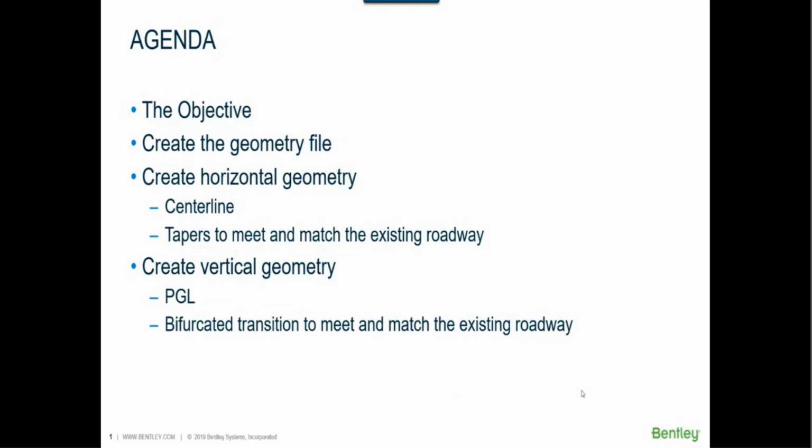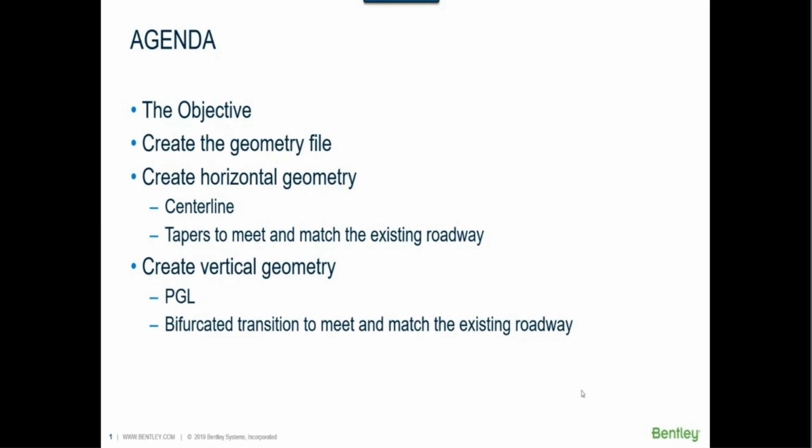Then from there, hopefully that gives you a perspective of where we're trying to go over the course of the following weeks. And then we're going to create the geometry file. As Kevin mentioned, if you're new to OpenRoads or OpenRoads Designer, the data lives in the DGN. So we're going to create a new container, a new DGN file that will be the container for our geometry. Then we'll create the horizontal geometry, including the center line of our corridor. In addition to that, a couple of tapers so that we can horizontally meet and match the existing pavement within the existing roadway corridor that we're working in.